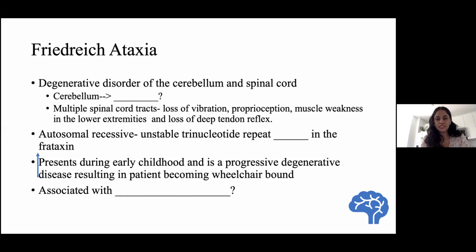Because it's an inherited disease, it presents in childhood and it's progressive, and it gets to a point where the patient becomes wheelchair bound within their teenage years. And this is actually associated with a cardiac pathology, and it's something that they like to test a lot.